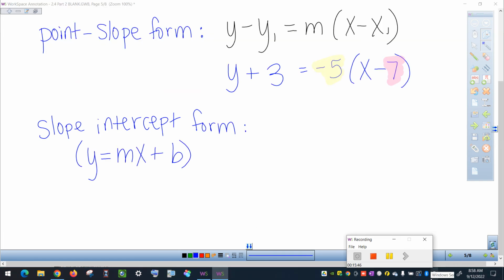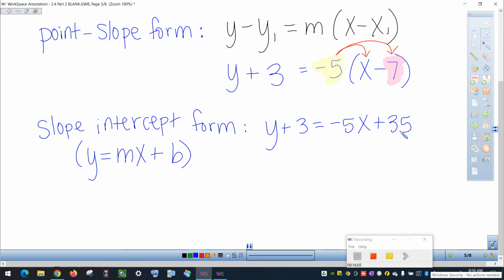So all we need to do here to turn this into the other form is get rid of our parentheses. So that's going to be our first step. We can do that by just distributing the -5. So it's going to become -5x plus 35. And then we want to get y by itself. So we'll just go ahead and subtract 3 from both sides.